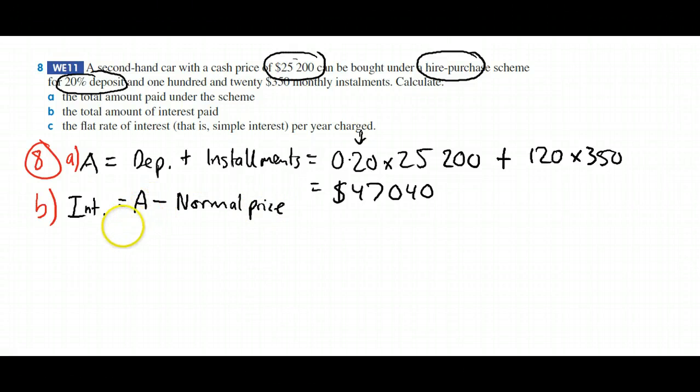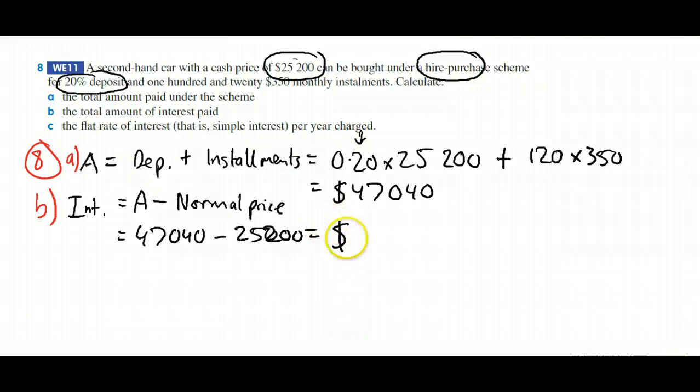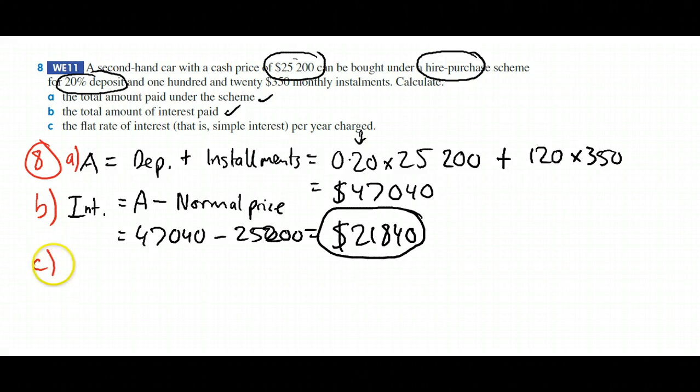So we've got to do what we pay, which is 47,040, minus what we would have paid if we'd paid up front, and that'll give us the difference, which is the interest. So 47,040 minus 25,200, the difference is 21,840. So that's the amount of interest. That's B. Okay, in part C, the flat rate of interest we have to work out.